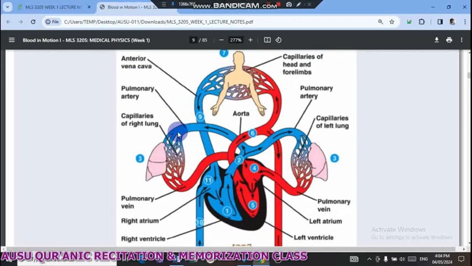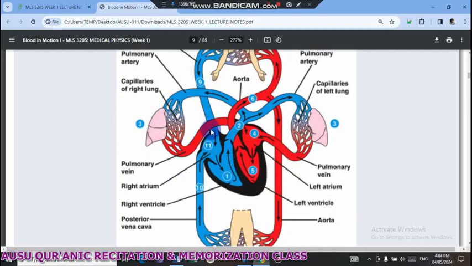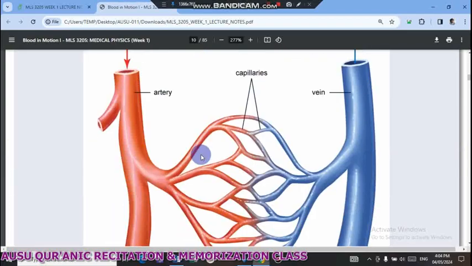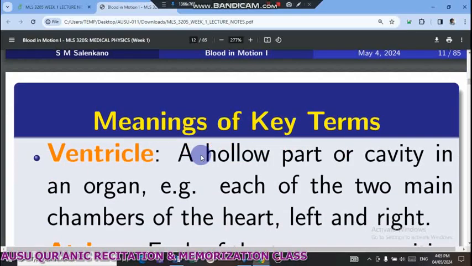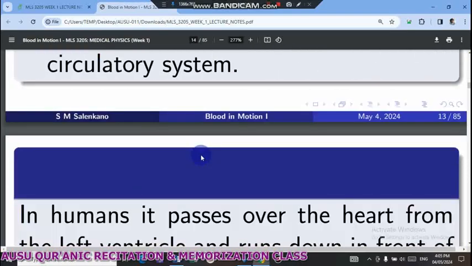We also say that veins carry deoxygenated blood, but when it is a pulmonary vein, it carries oxygenated blood. Can you see pulmonary vein? Pulmonary vein. Okay, they carry oxygenated blood. This is an exception that we have here.